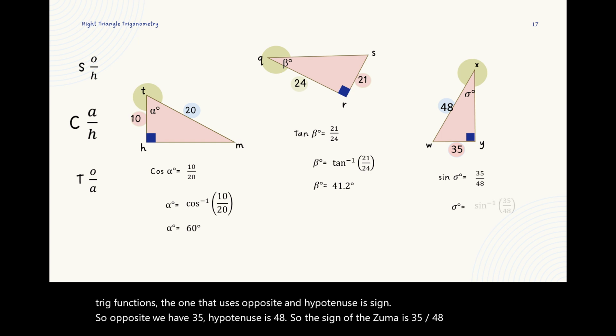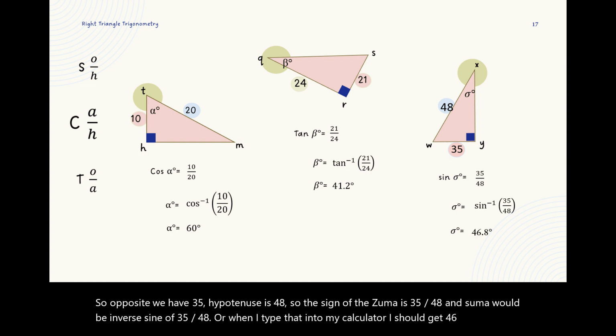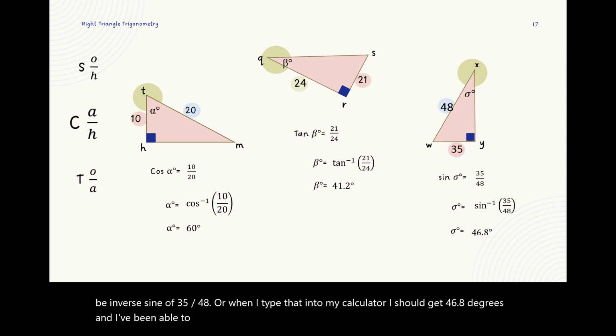And theta would be inverse sine of 35 over 48. Or when I type that into my calculator, I should get 46.8 degrees. And I've been able to use sine, cosine, and tangent each to find a missing angle. All right. Yikes. Here we go.